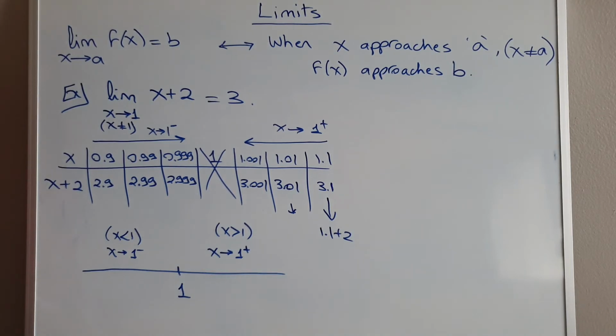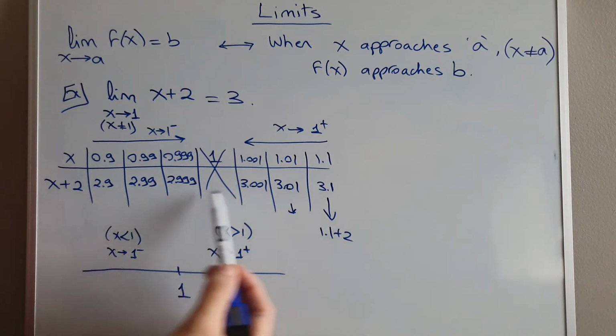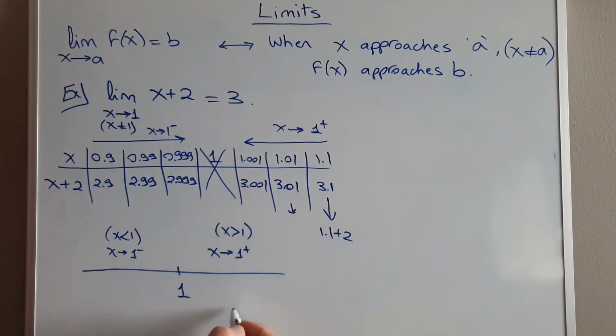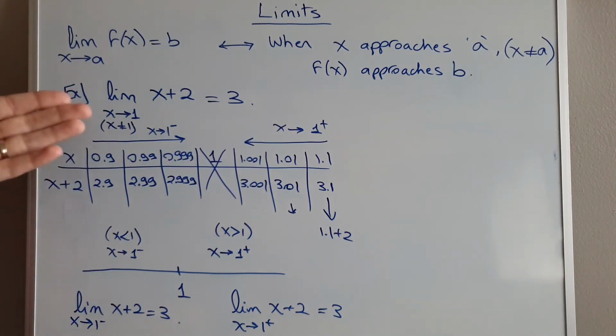For our example here, whether I'm approaching from the right side or from the left side, the answer is very close to 3. So both limits are actually 3. So if I'm approaching from the right side, I'm getting 3. And if I'm approaching from the left side, I'm getting 3. And this allowed me to write just limit as x tends to 1 without specifying any side. X approaching 1 can be from the right side or the left side, and in both cases, I'm getting the value 3.